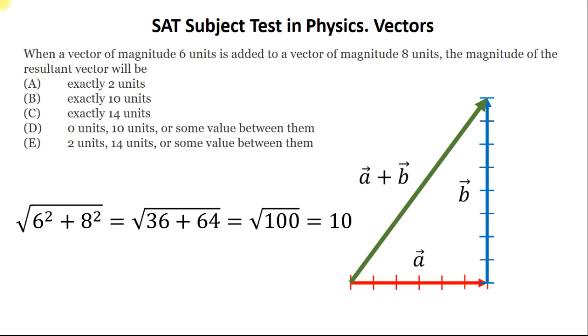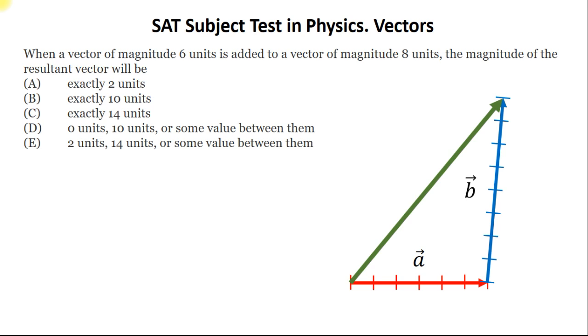And now let me increase the angle between vector A and vector B by some small value. What will happen then? The magnitude of the resultant vector became more than 10 units. But it's still less than 14 units, because I increased the angle by a very small value. So this example shows that not only choice A is wrong, but choices B, C, and D are not going to be true either.